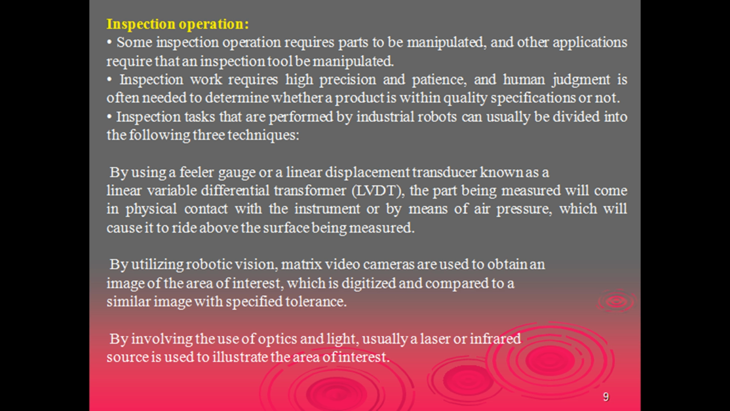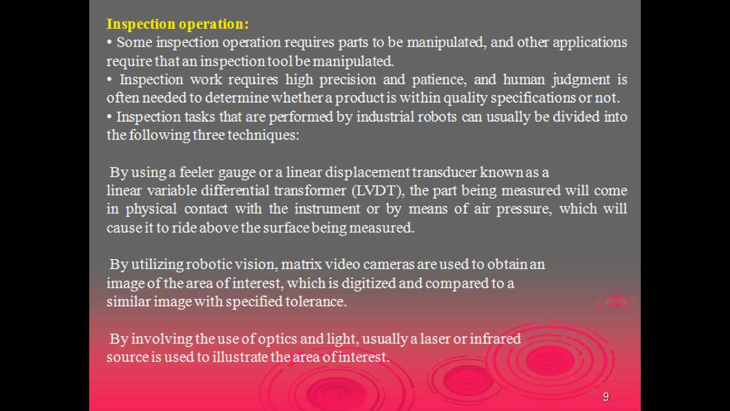The next application that we are going to discuss is inspection operation. Some inspection operations require parts to be manipulated and other applications require that an inspection tool be manipulated. Inspection work requires high precision and patience, and human judgment is often needed to determine whether a product is within quality specification or not. Inspection tasks that are performed by industrial robots can usually be divided into the following three techniques.